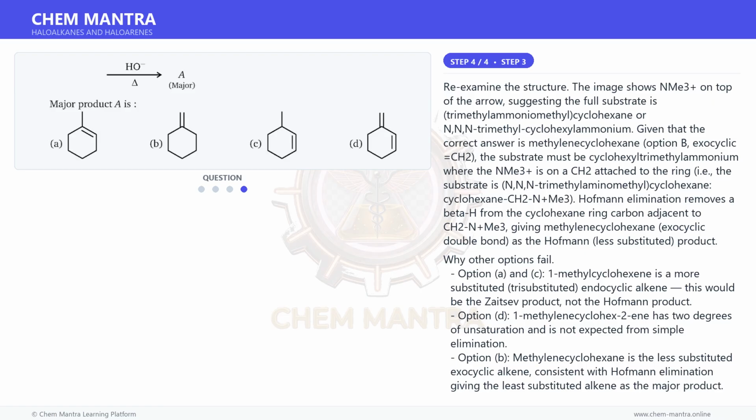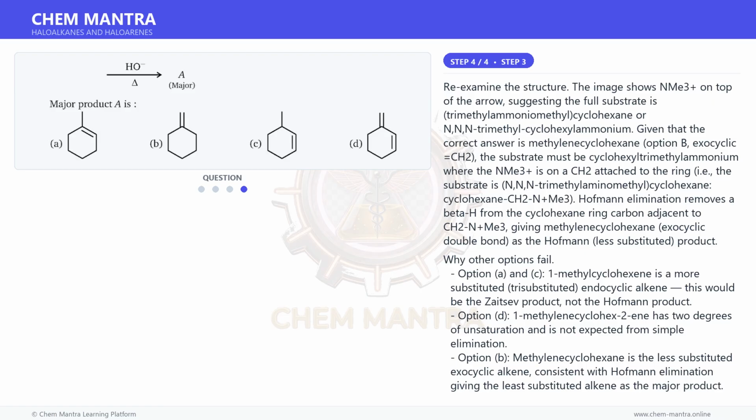cyclohexyltrimethylammonium where the NMe3+ is on a CH2 attached to the ring, i.e., the substrate is N-trimethylaminomethyl cyclohexane, CH2N+Me3. Hofmann elimination removes a beta-H from the cyclohexane ring carbon adjacent to CH2N+Me3, giving methylenecyclohexane, the exocyclic double bond, as the Hofmann, less substituted, product.